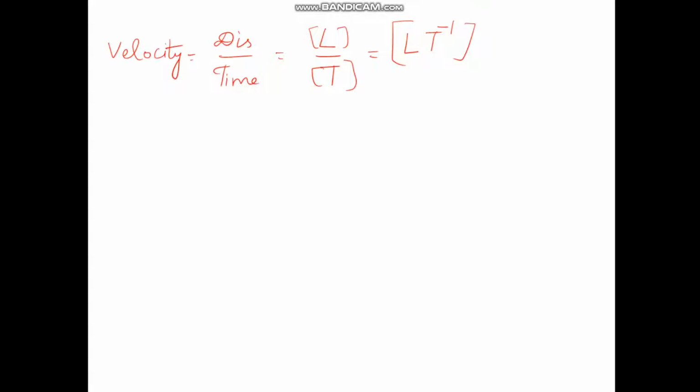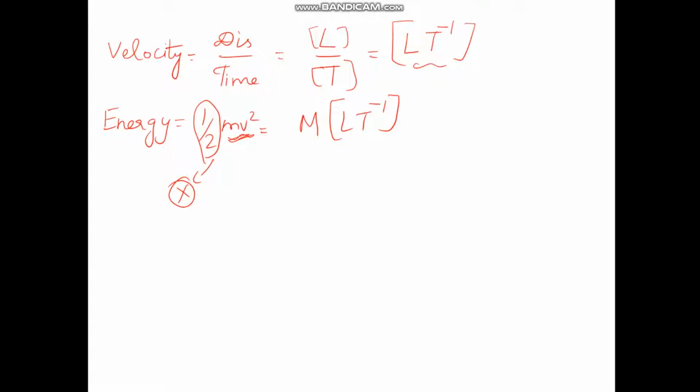Shall we find it for energy? Energy, let us take kinetic energy, 1/2 mv square. Remember that numbers do not have any dimensional value. Dimensional representation is not there for numbers. Let us do for this thing, mv square. M is nothing but mass, so M. Velocity we have found out here, L T power -1, the whole square, which comes out to be M L square T power -2.